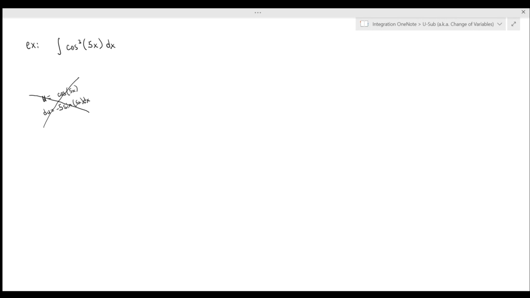But since it looks like it might be useful to have a sine in our integral before we do a u substitution, that suggests that we might try to rewrite this using a trig identity. Okay, so what I'm going to do here is rewrite cosine cubed as cosine times cosine squared.